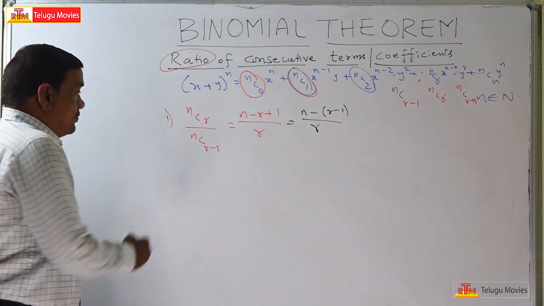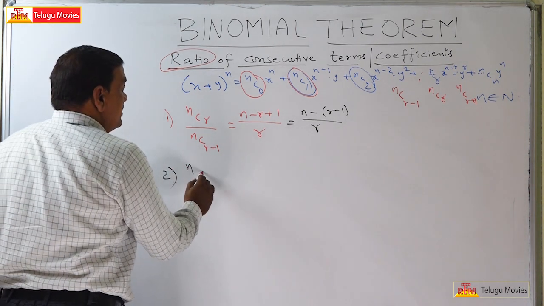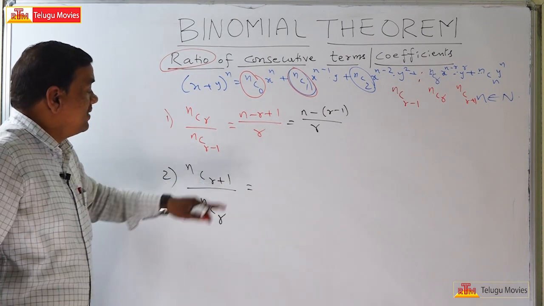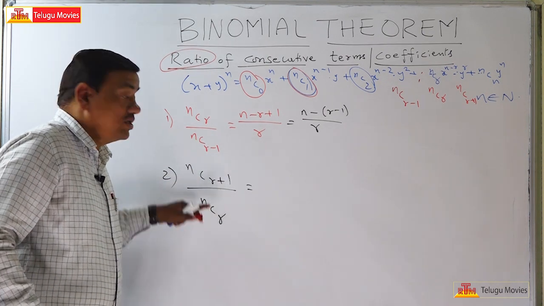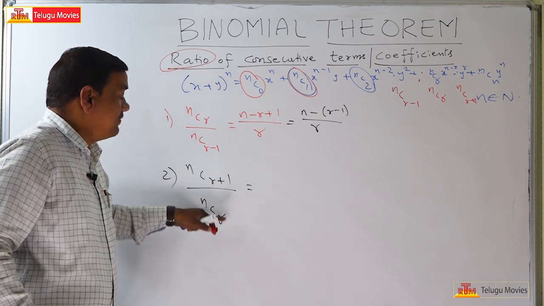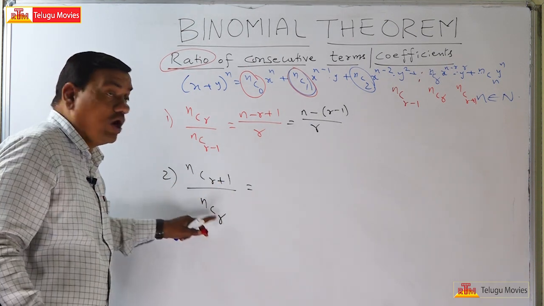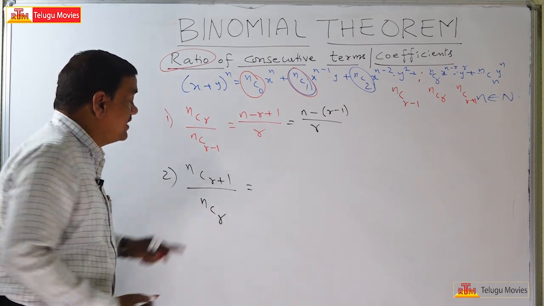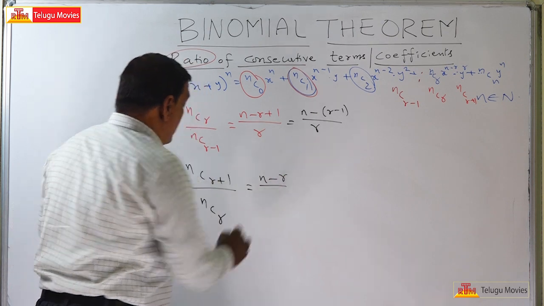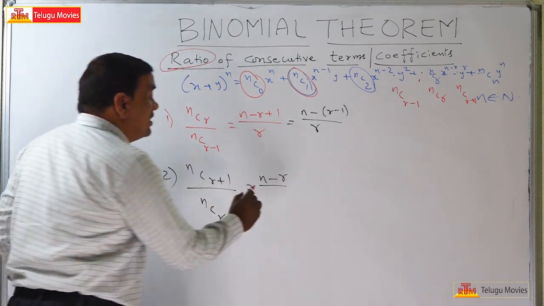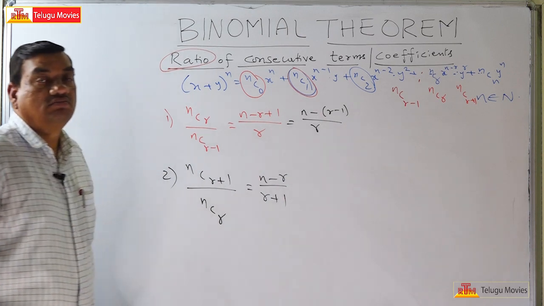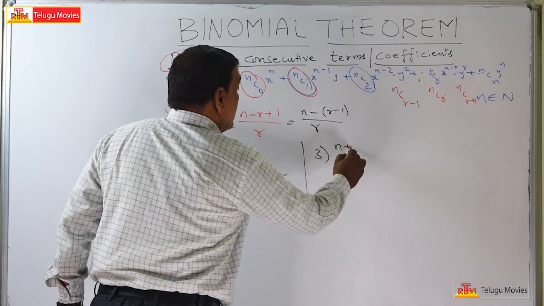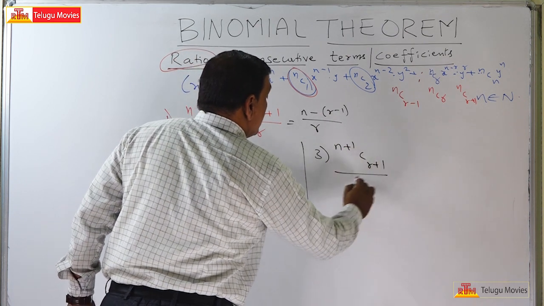Understand? Now the second formula is nC(r+1) by nCr. Now what is the answer? Both are consecutive or not? Here r + 1 and r, one less. How to remember? Concentrate on the denominator. So n - r divided by whatever is the value here, the same thing will come, r + 1. Understand? That's all.